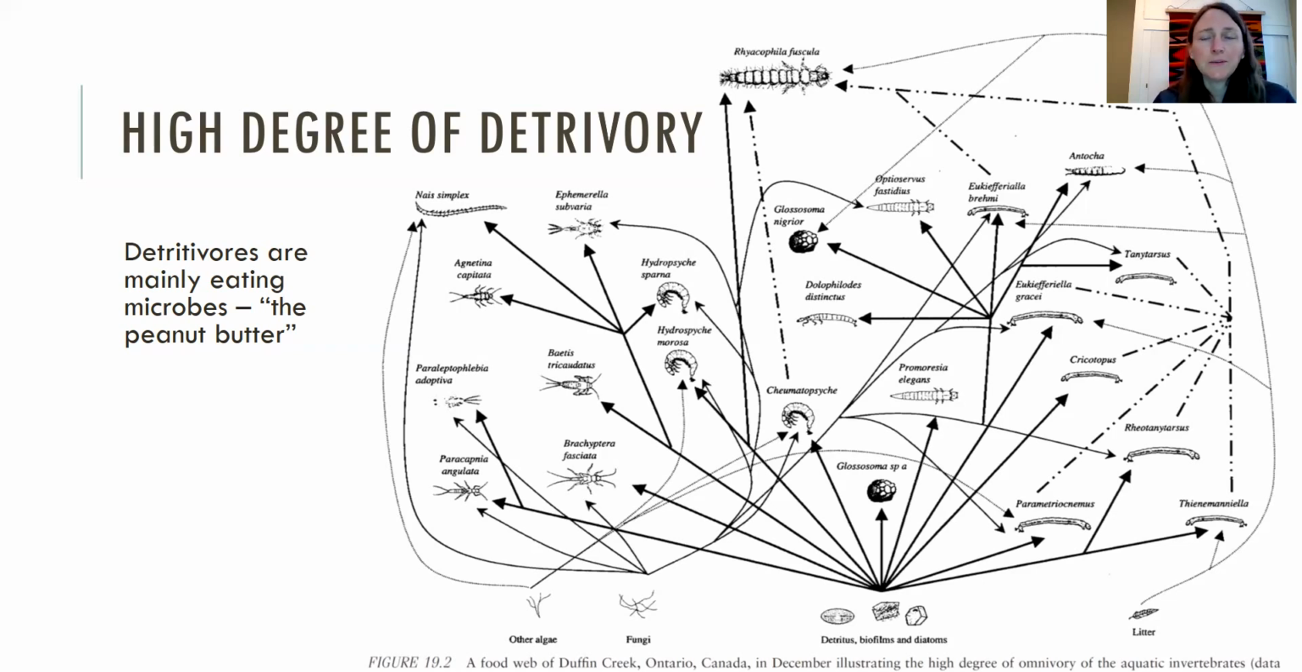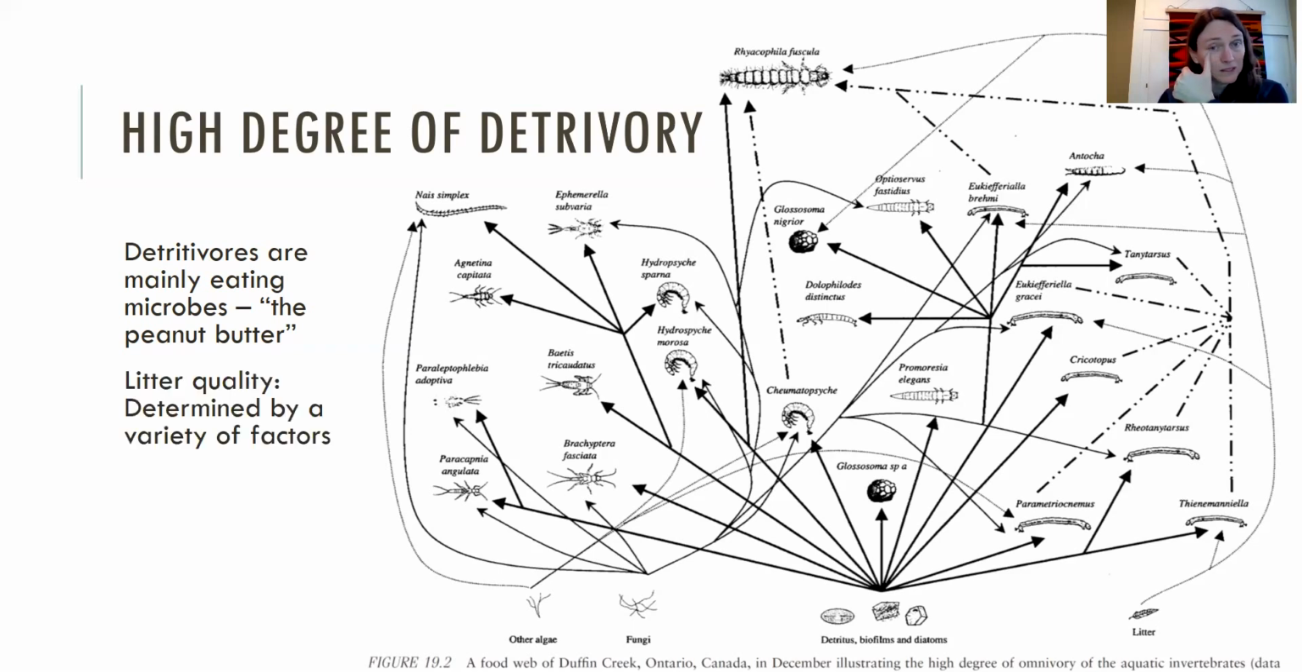Detritivores are mainly eating the microbes. So I think of it like a dry, boring cracker, right? But then it tastes much tastier if you put a lot of peanut butter on it. So the microbes are like the peanut butter growing on the cracker, and then the detritivore eats the whole thing. They're eating the peanut butter, eating the cracker, and getting a nutritious meal.